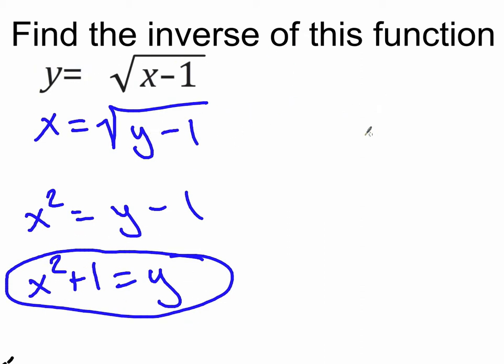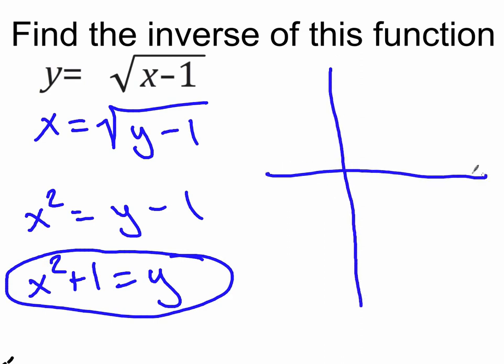But if we think about the graphs, y equals the square root of x minus 1 is going to look something like this. So the inverse, when you rotate it across, isn't going to look like a parabola. It's going to be half of a parabola. And that's because the domain and the range are really important values. I mean, really important things that we haven't talked about much yet. So let's talk about that now.